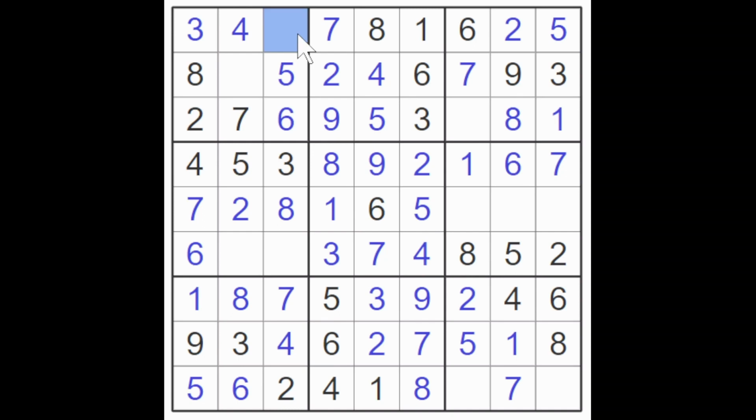This is now going to be a 9, making this a 9 and this a 1 and this a 1. This last cell must be a 4, making this a 4 as well. This now has got to be a 9, making this a 3 and this a 3, and this is a 9.